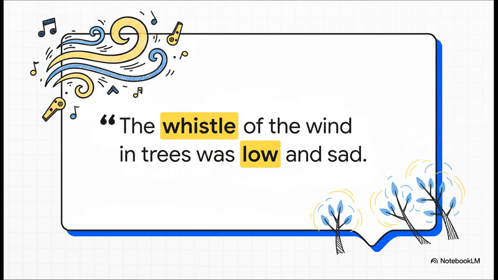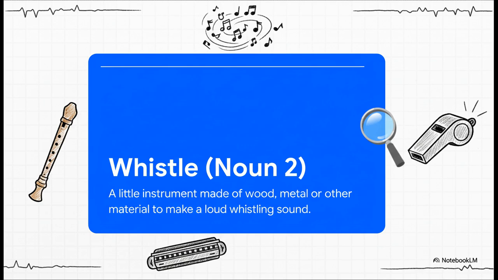And this example just perfectly shows that first meaning in action. It's poetic, sure, but it's completely understandable using that super simple definition. It's the sound of the wind, and it's being described as a whistle. Now for the second meaning, the object itself. And again, just look at the language. It's not called a device or an implement, it's a little instrument. It tells you what it might be made of and exactly what it does. Simple, direct, and really effective.